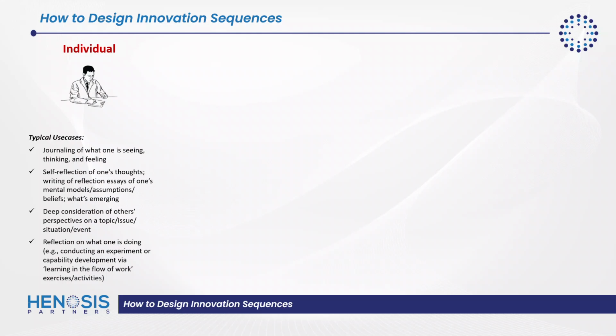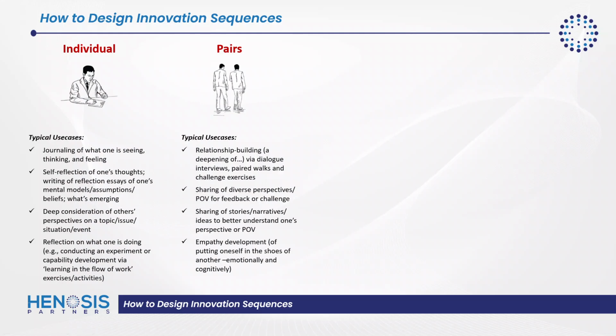And towards the end of an innovation sequence, where a team might be engaging in experimental type of activities, we might have individuals reflect on what one is doing as they're conducting an experiment, or developing their capabilities via a learning in the flow of work exercise or activity. Some of the use cases for paired activities include relationship building, or a deepening of one's relationship with another, via dialogue interviews, paired walks, and challenge exercises.